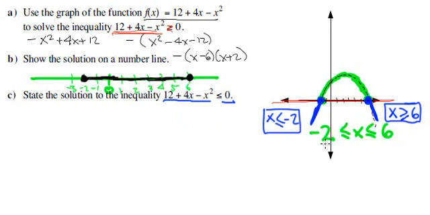So it's positive from minus 2 up to 6, and it's negative everywhere else, from negative 2 down and from 6 upward.